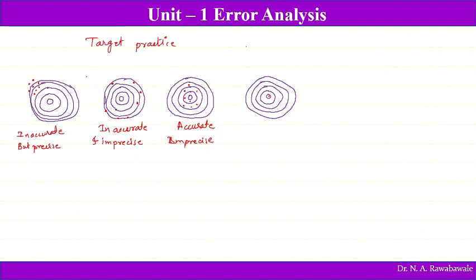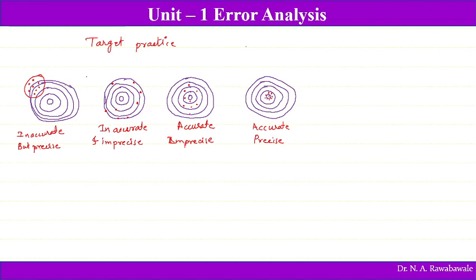And the fourth person is going to fire at the center. So the fourth person is going to achieve shots that are accurate as well as precise. So this is the difference between accuracy and precision. In the first case, shots are very close to each other but not close to the center: precise but not accurate. Here these are neither close to each other nor close to the center. That's why it is inaccurate and imprecise.